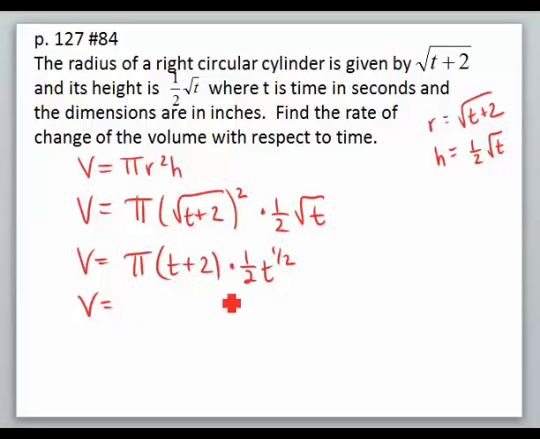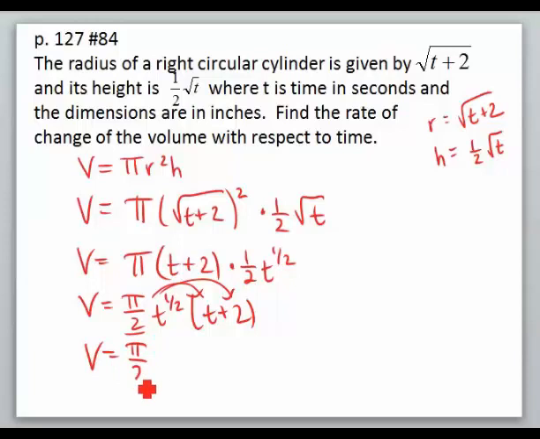Well, I'm not going to take the derivative like this. I think it's silly. I'm going to multiply this stuff together. I get pi over 2, and then I have t to the 1/2 times (t plus 2). I'm going to distribute this and make it a little easier. I'm going to leave the pi over 2 out front, because I know when I take the derivative, I can just carry the pi over 2 with me. So I've got t to the 3/2 plus 2t to the 1/2.